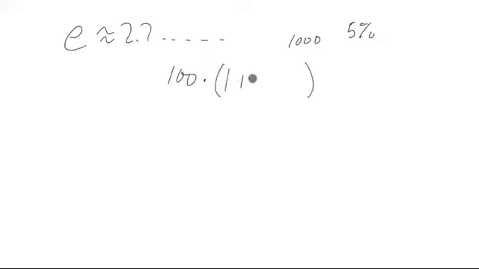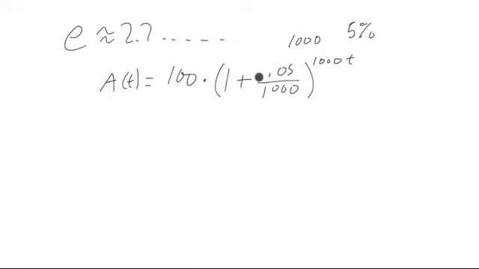It's 1 plus 5%, but then divided by 1,000. Then you raise this to the 1,000th power, and then you have a t here. So 1,000t is how many times you compound it in t years. So the formula will look something like this for compound interest.